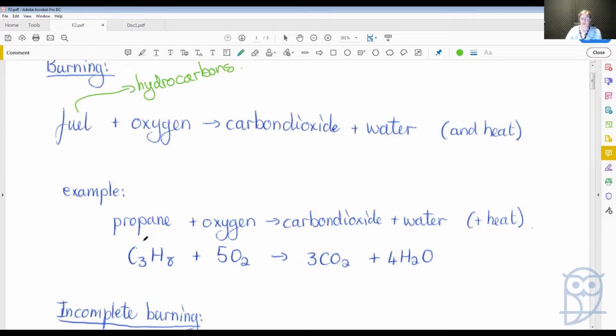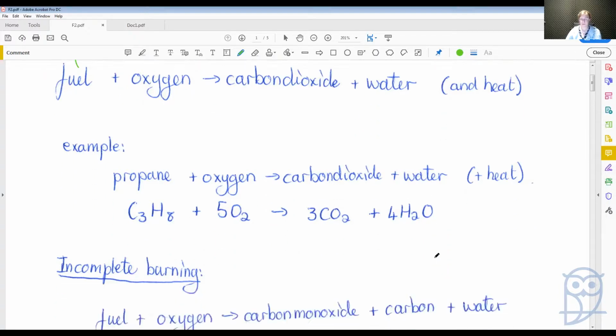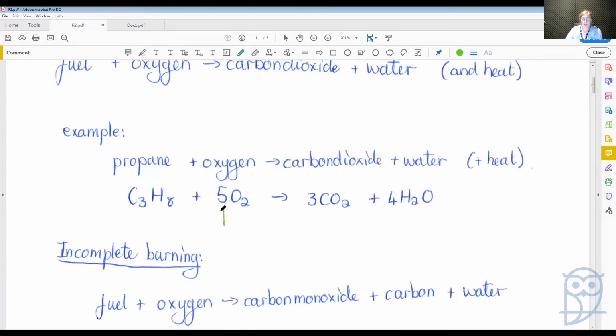Okay, so we've got propane, we combine it with some oxygen, we get carbon dioxide and water. So here we've got some carbons, we've got some hydrogens, and here we've got some oxygens, and they combine into carbons, oxygens, hydrogens, and oxygens. You'll notice that there is a 5 over here. So we have to combine it with 5 oxygen molecules in order to have a complete burning, so to have all of it turned into carbon dioxide.